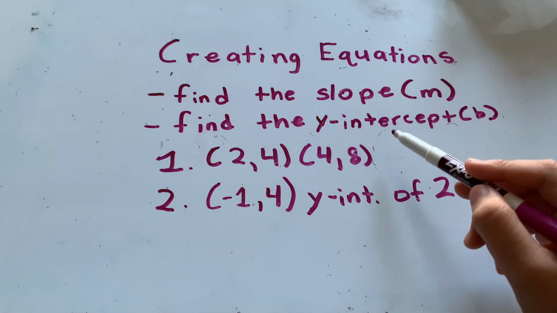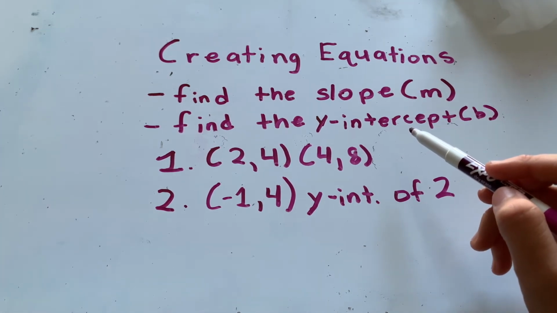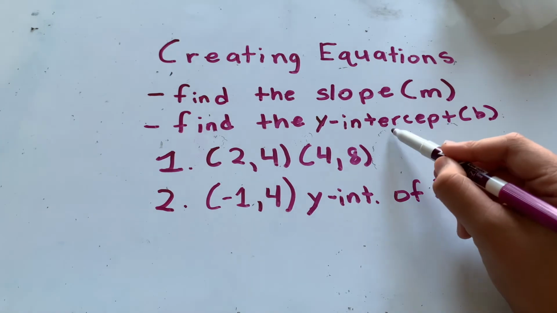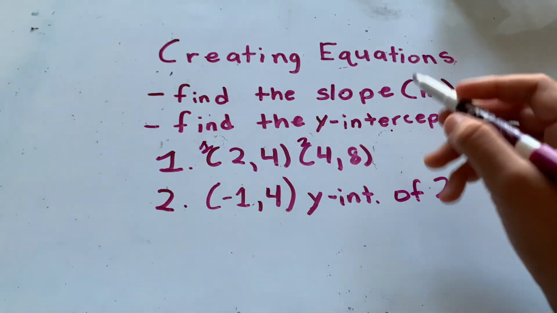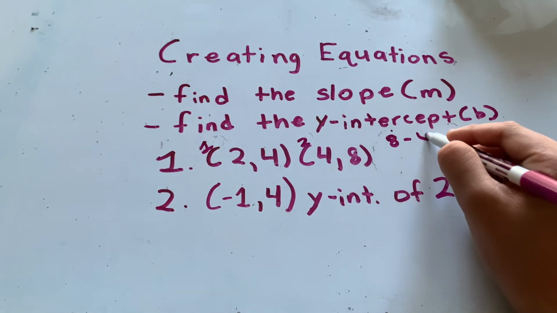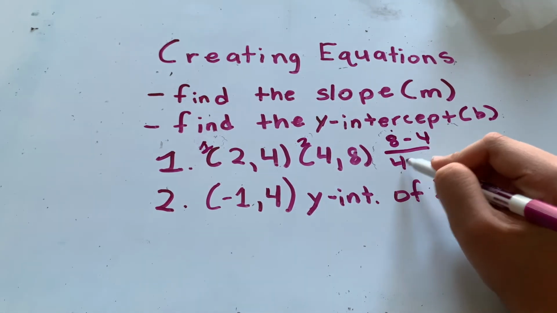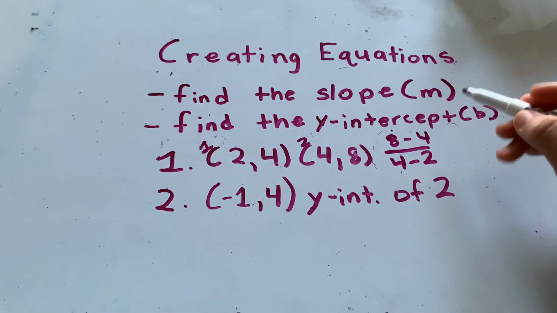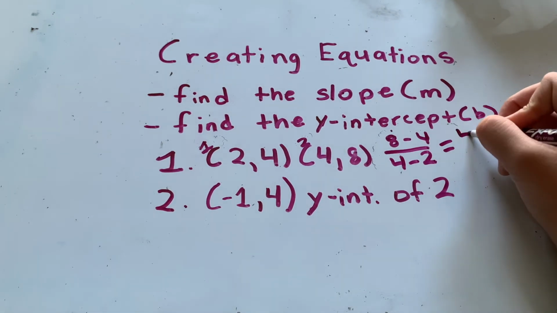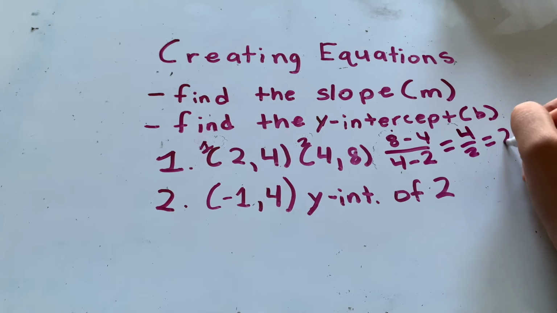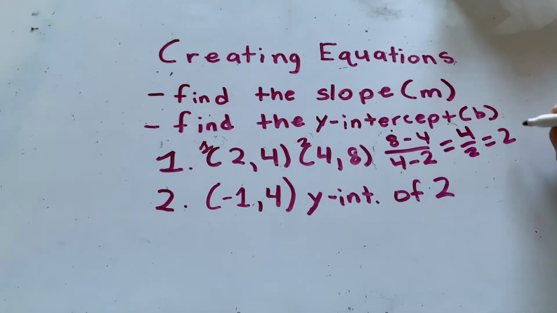So using y2 minus y1 over x2 minus x1, we'll do that as point 1 and that as point 2. So 8 minus 4 over 4 minus 2 will give us the slope of 4 over 2, which goes down to 2. Now I have the slope, but I don't have the y-intercept.